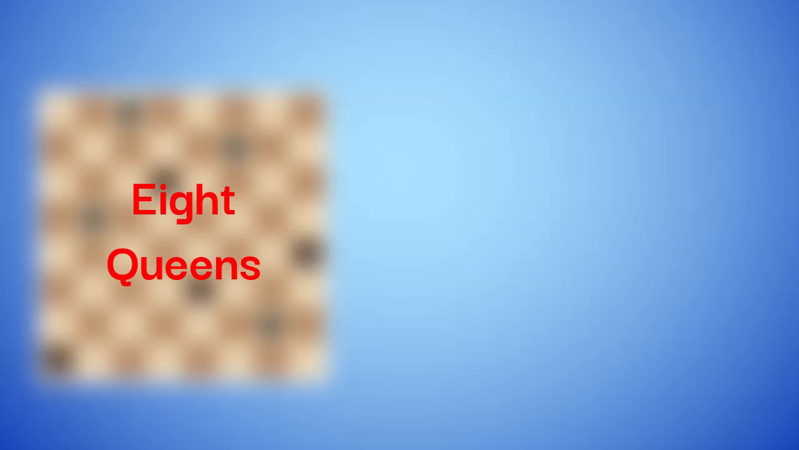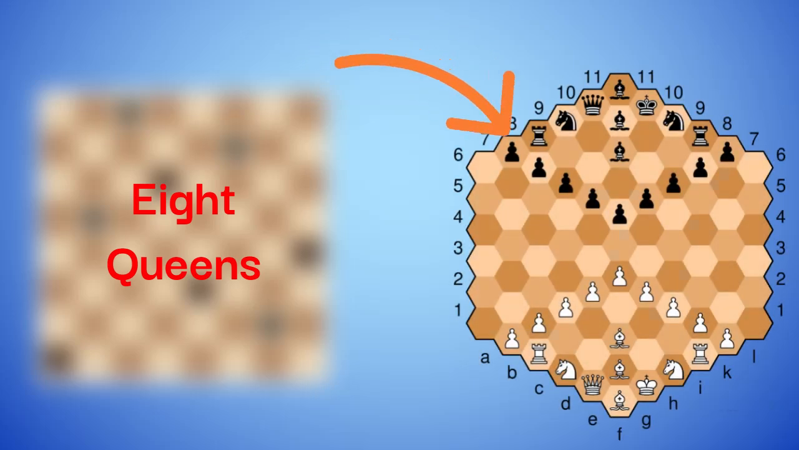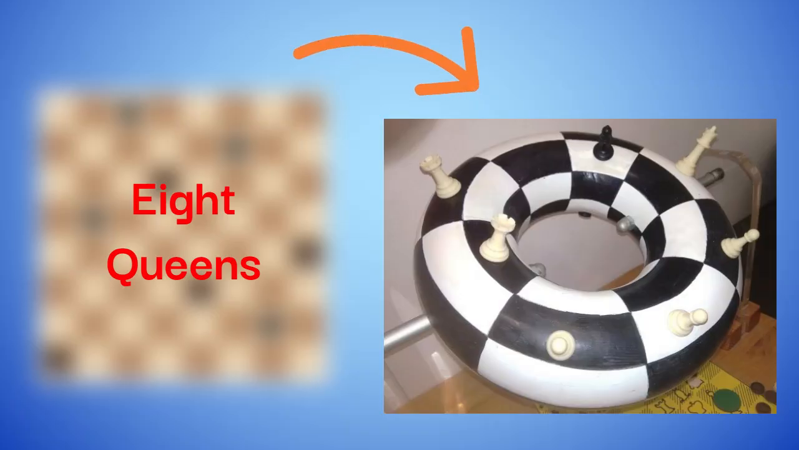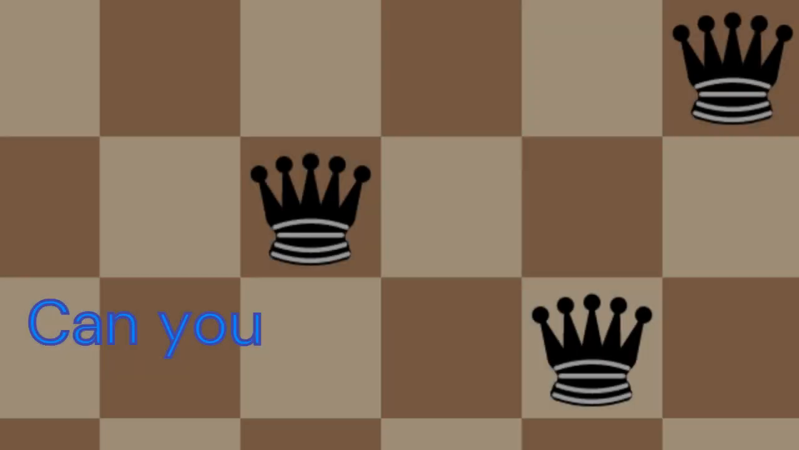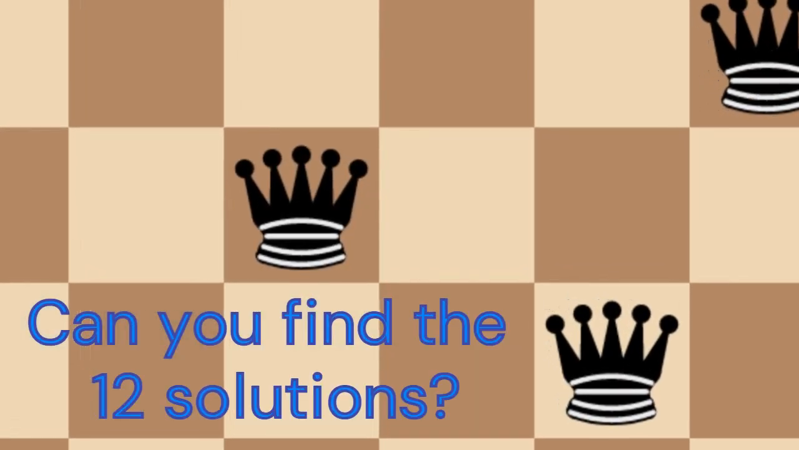A fun fact is that the 8 queens problem has been extended into 3D chessboards, hexagonal boards, and even torus boards, where the board wraps around like a donut. And now the question is, can you find the 12 solutions of the 8 queens problem?